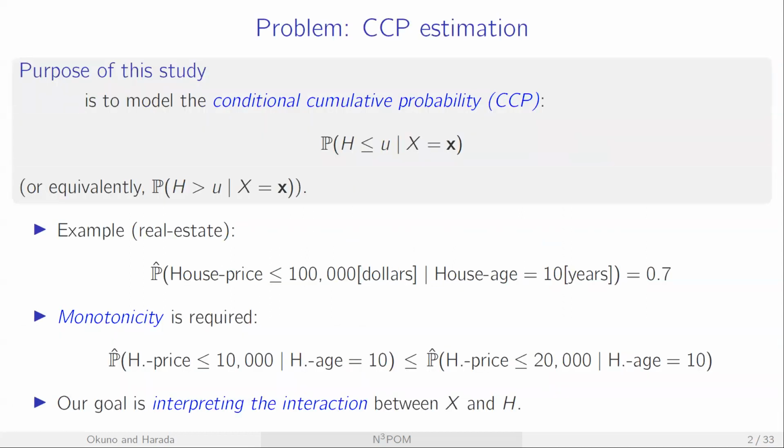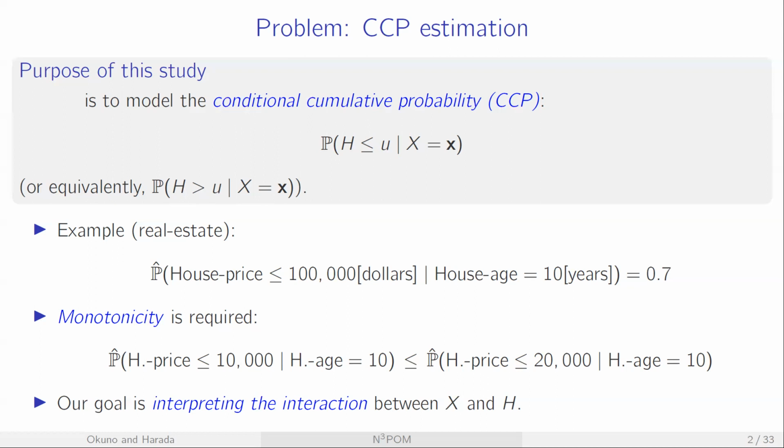Firstly, in this slide, I'd like to explain the purpose of the problem considered in this study. The purpose here is to model the conditional cumulative probability, CCP. Please see the equation here. In this equation, X denotes the covariate and H denotes its response. Then CCP is defined as the probability that the response H is less than or equal to the threshold U when the covariate X is conditioned. As many of you may know, the probability that H is less than or equal to U is equivalent to 1 minus the probability that H is greater than U. So these two probabilities are equivalent.